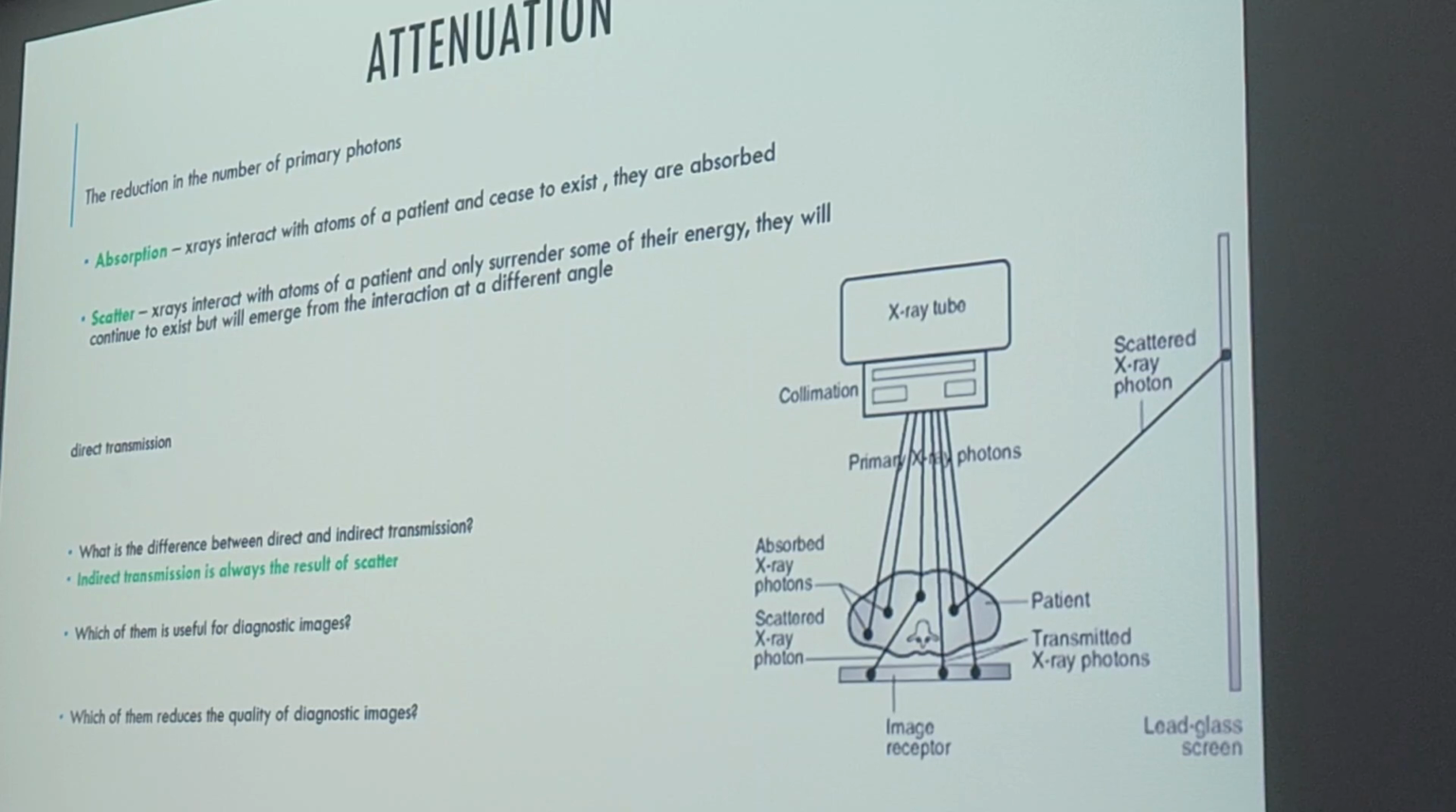Okay? So which one of these is useful to us? Well, direct, technically, is useful. Indirect causes a little bit of noise, because we know scatter is. Which one of them reduces the quality of the diagnostic images? Indirect.